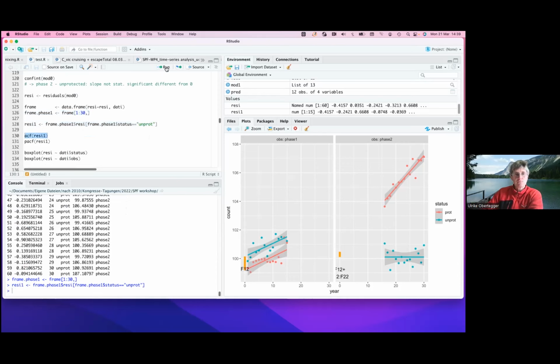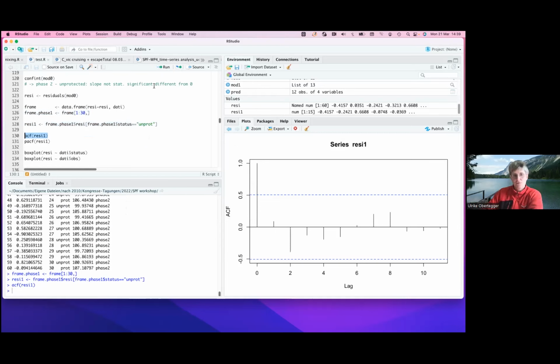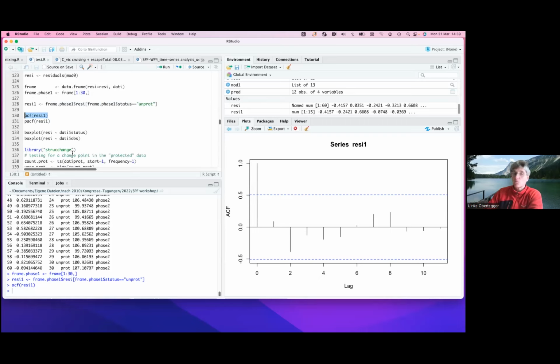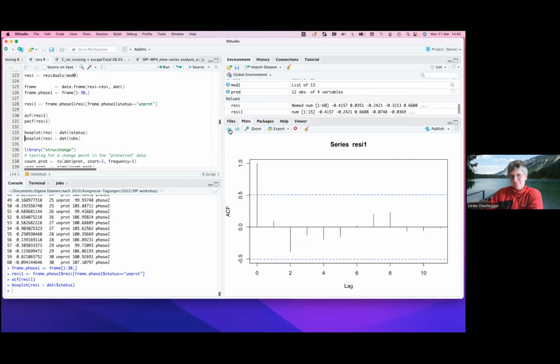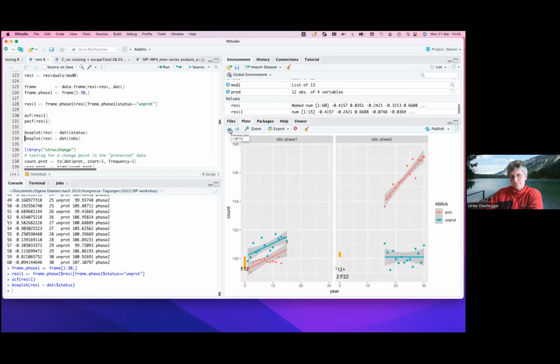So autocorrelation. Okay, this is safe because the autocorrelation does not go outside the blue bands. And everything that goes outside the blue bands means that there is autocorrelation, and we don't want to have autocorrelation. Then we do box plots, and this is the... but wait. Yeah, actually, this is not right.